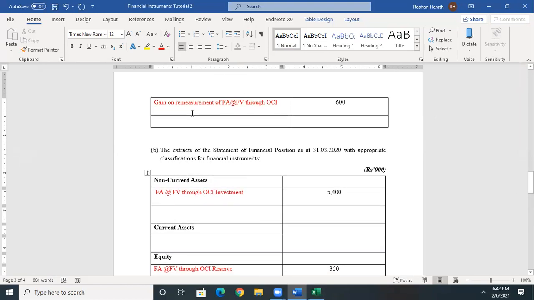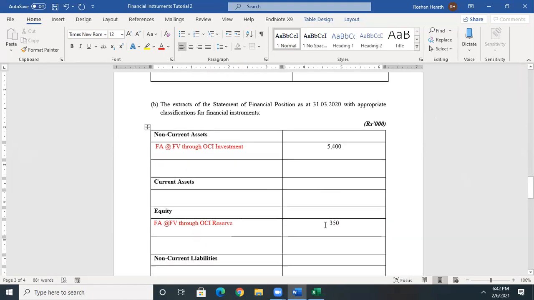The one is under the OCI, you show this 600. Under the non-current asset, you show your investment. And under the equity, you show the reserve. Right? That's how we do it.